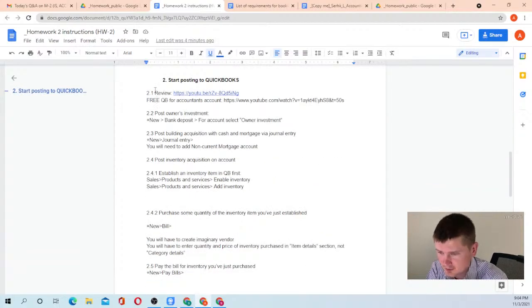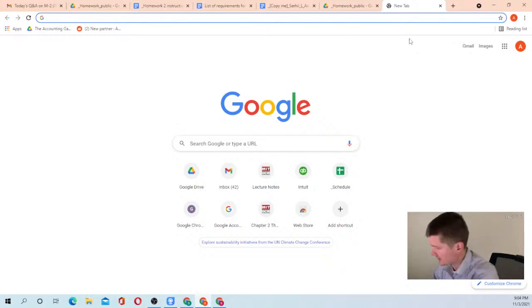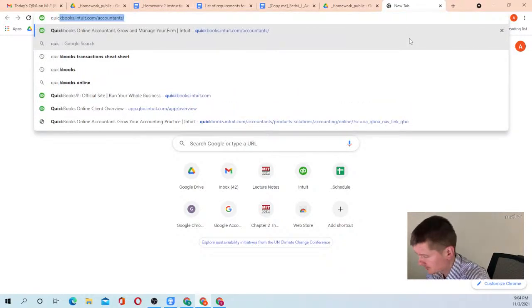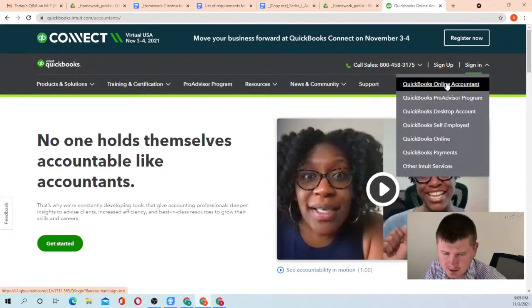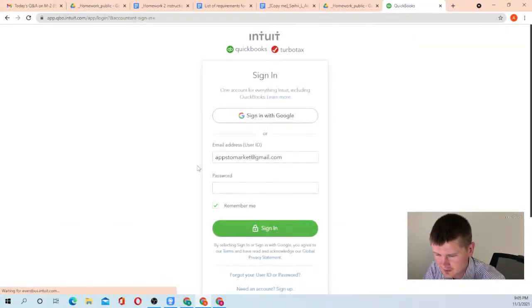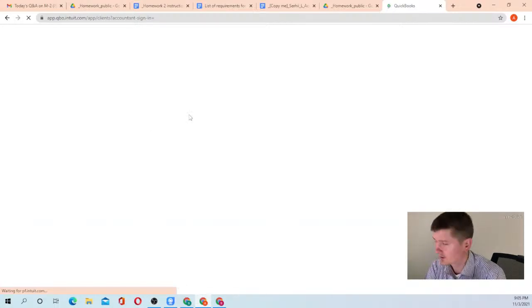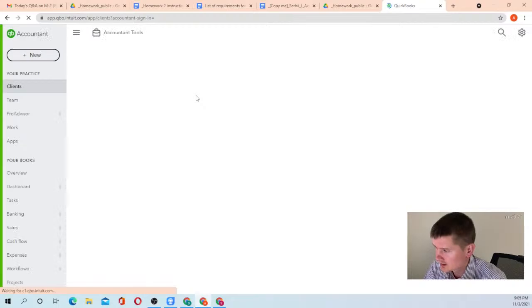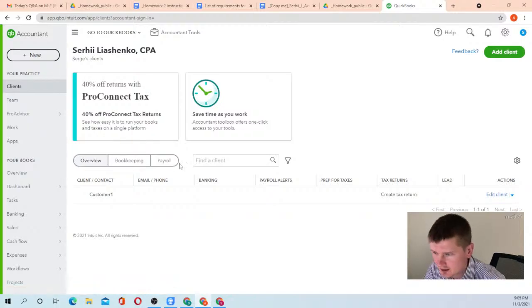And let's move on to the QuickBooks part. So I think that many of you expected QuickBooks. So we log in, sign in, QuickBooks Online Accountant. So we sign into QuickBooks Online Accountant and we go into the homework file.